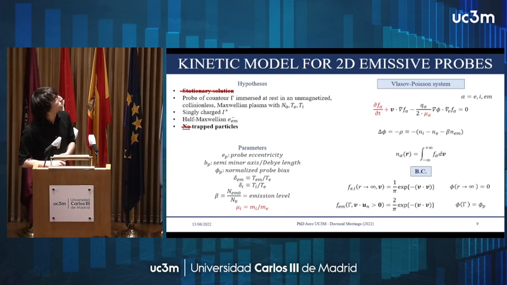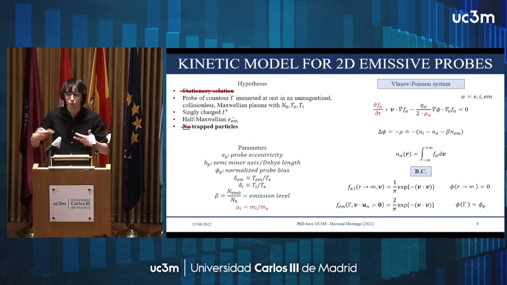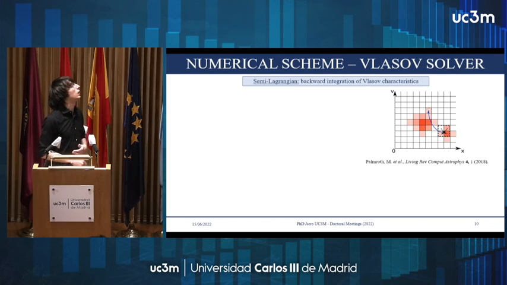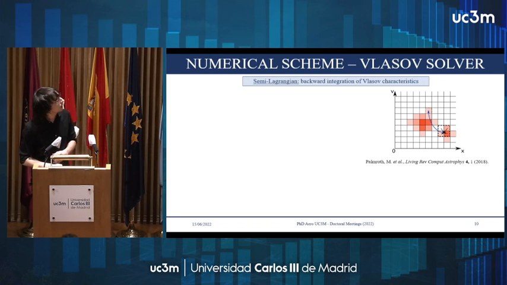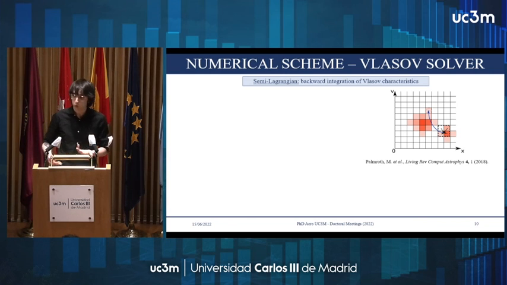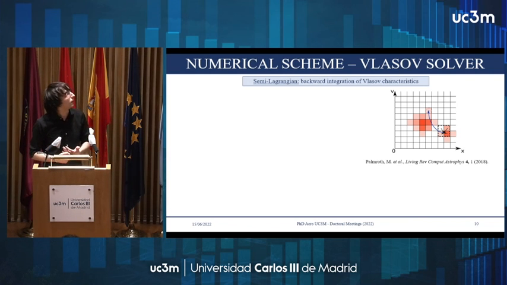And to do that, of course, I had to implement some changes in my already existing code. As I mentioned before, most of the changes were related to the Vlasov solver, and therefore to the computation and update of the distribution function. We are following a semi-Lagrangian approach, meaning that we are updating the distribution function through a backward integration of the Vlasov characteristics.